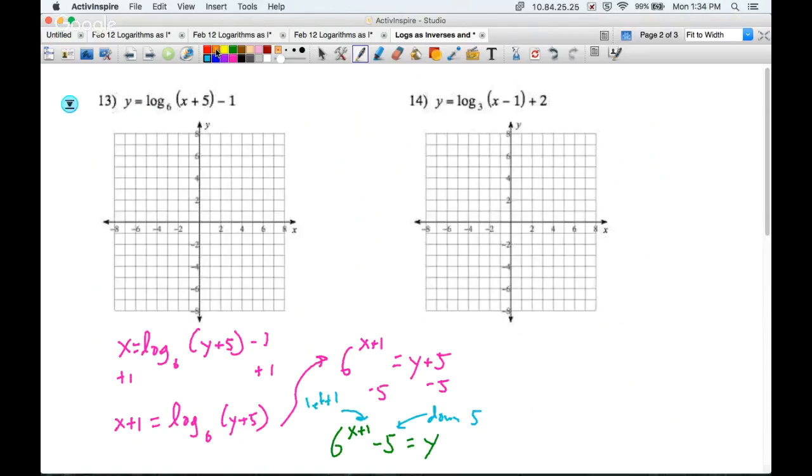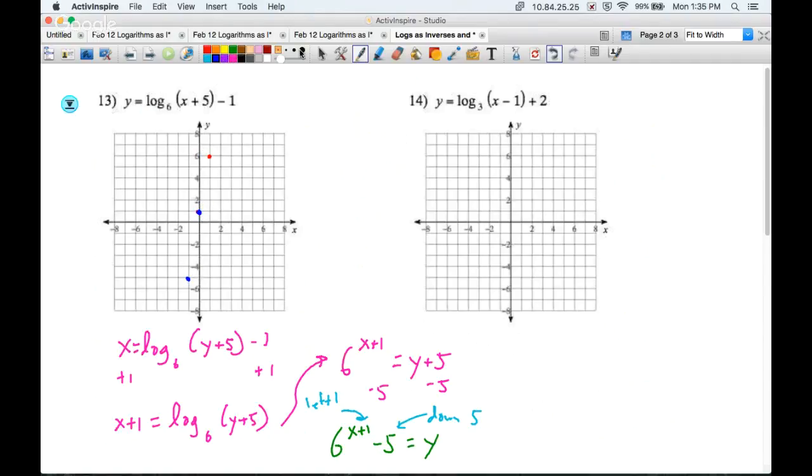So let's just dot in 6 to the x. It's going to go 1, 6, and then be off the graph. Let's move those 2 points left 1 and down 5. So left 1, down 5. Maybe we'll switch colors. Left 1, down 5. Left 1, down 5.